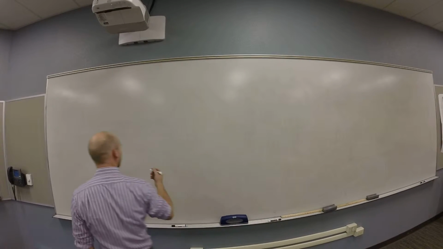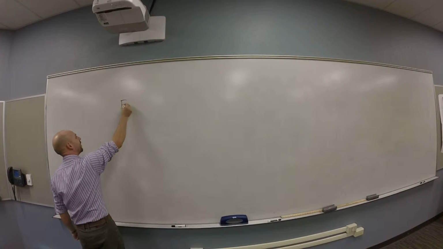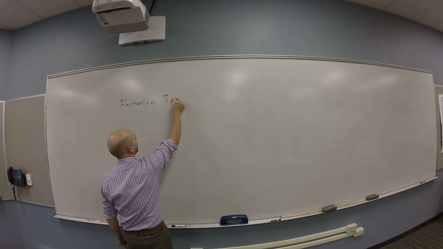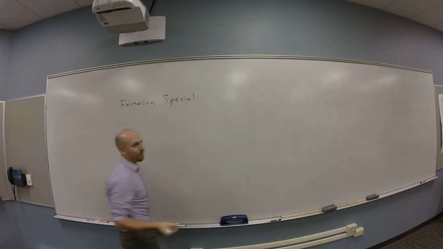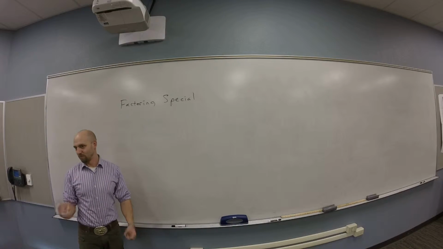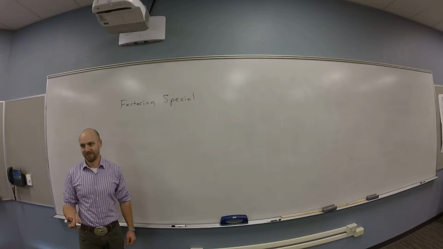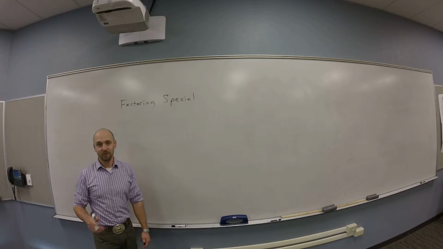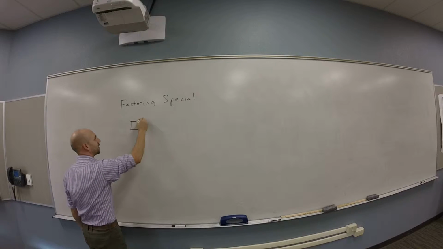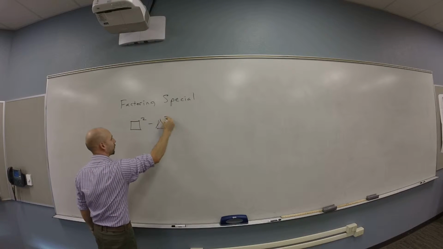So I want to give you guys a little bit of this kind of factoring special forms. And really what I should do for this video is go back to the foiling special forms video and just play the thing backwards. That's all we're doing. Do you guys remember that there was something that ended up like square squared minus triangle squared?